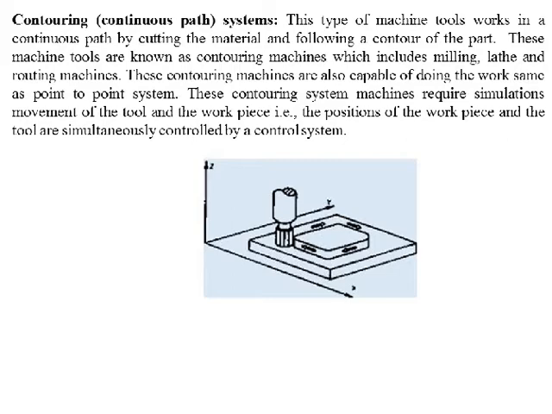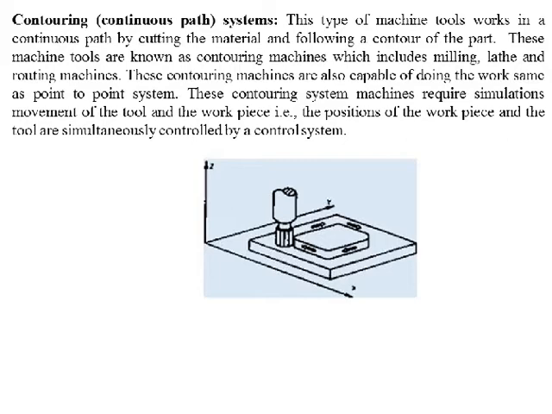These machine tools are also known as contouring machines, and some of the operations which involve contouring machines are milling, lathe and routing machines. So these machines are capable of doing work similar to the point-to-point system, but these machines require simultaneous movement of the tool and the work. That is, the position of the workpiece and the tool are simultaneously controlled by a control motion.